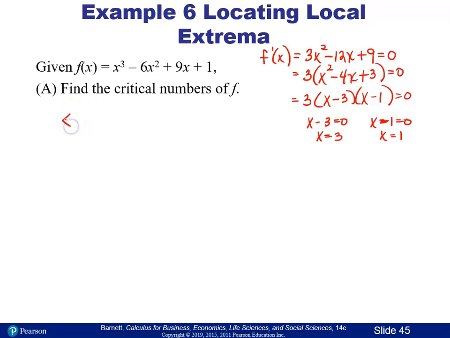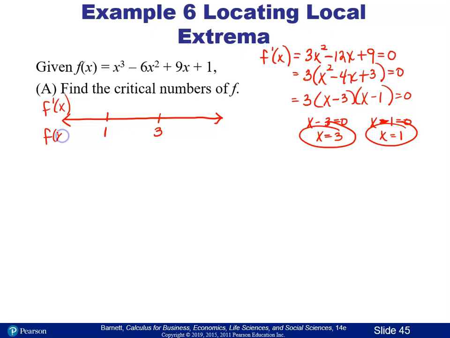I'm going to put these on the number line here, and be sure that you put them in order. We've got 3 and 1, so 1 is going to come first and then 3. And we want to look at analyzing this first derivative. We're going to pick our test point. If I pick a point between 1 and 3, let's pick 2. I always go back and plug it into the factored form. If I'm plugging 2 in, 3 obviously is positive. If I put 2 in here, that's negative.